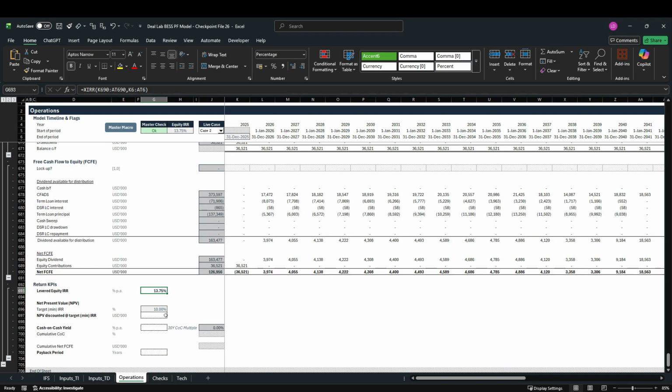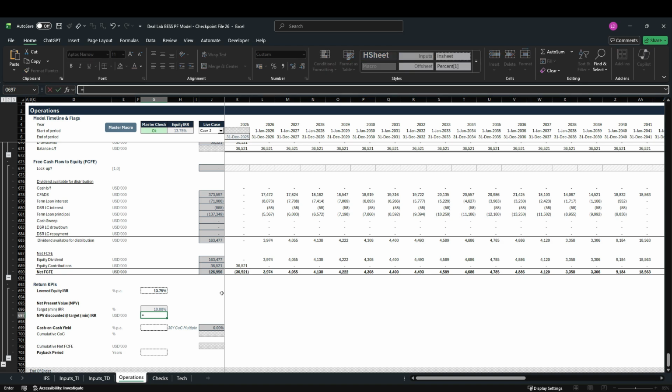Alright, now let's move on to calculating our NPV. And that is going to be a very similar approach. We will use the XNPV function, which works very similar to our levered equity IRR calculation or XIRR function, except that this time we do need a rate, and that is our minimum equity IRR, which we pull in from our inputs time independent sheet here in cell G696. So pick up that rate, comma.